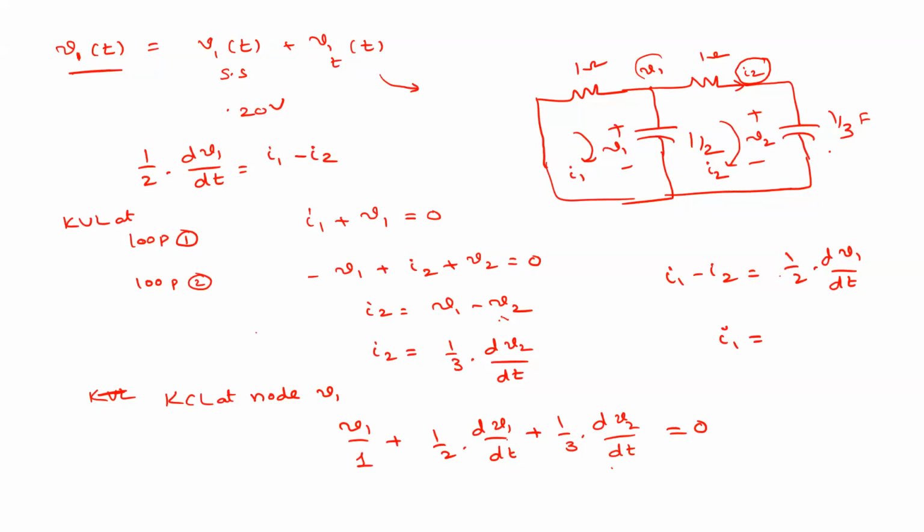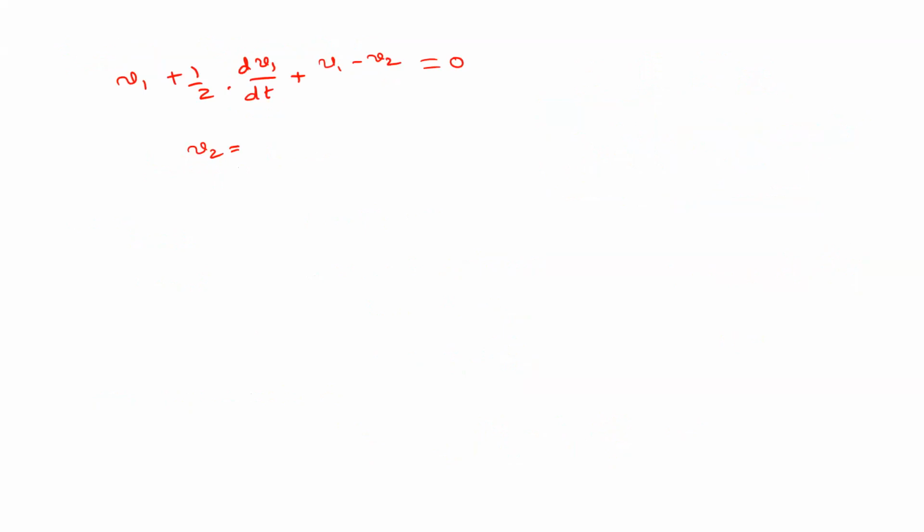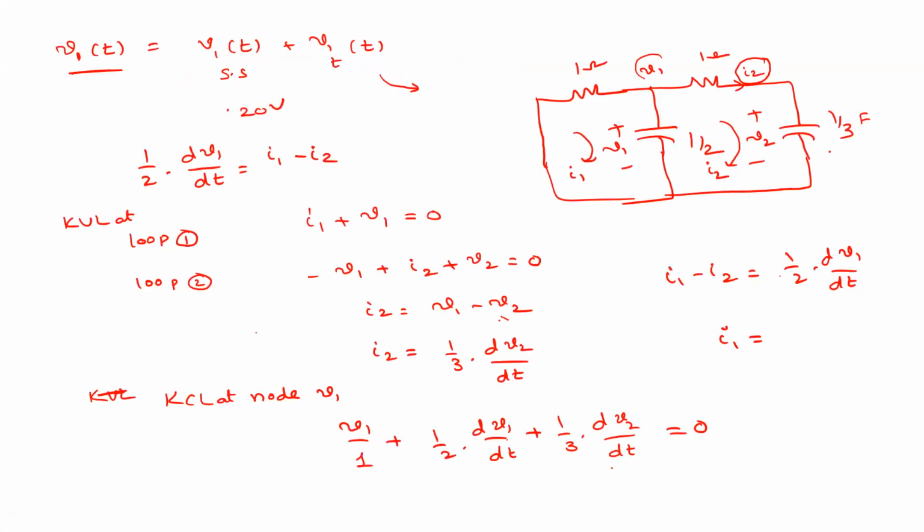Sir, in place of V1, write I2 plus V2, sir. No, this is already right. The only thing we need is to find the V1 or V2 value, right? Sir, in the previous slide, can you go back, please? If I1 is substituted by minus V1 and I2 by 1 by 3 into dV2 by dt, where 1 by 3 dV2 by dt is V1 plus half into dV1 by dt, the same equation will come, right? So first we can find V2, then we can find V1, sir.